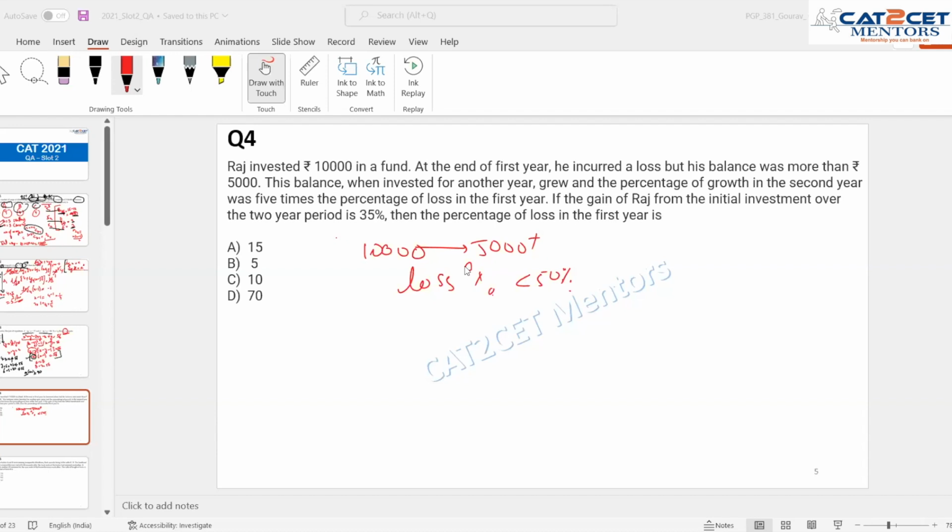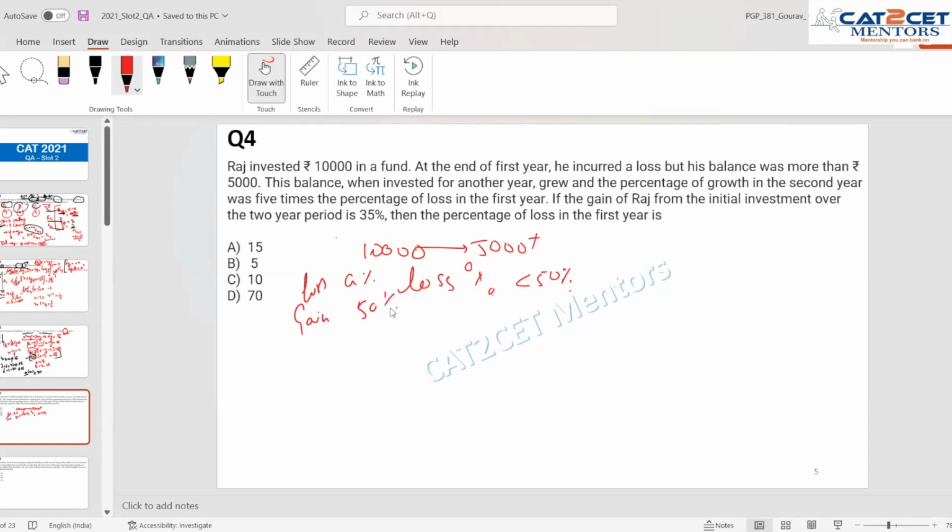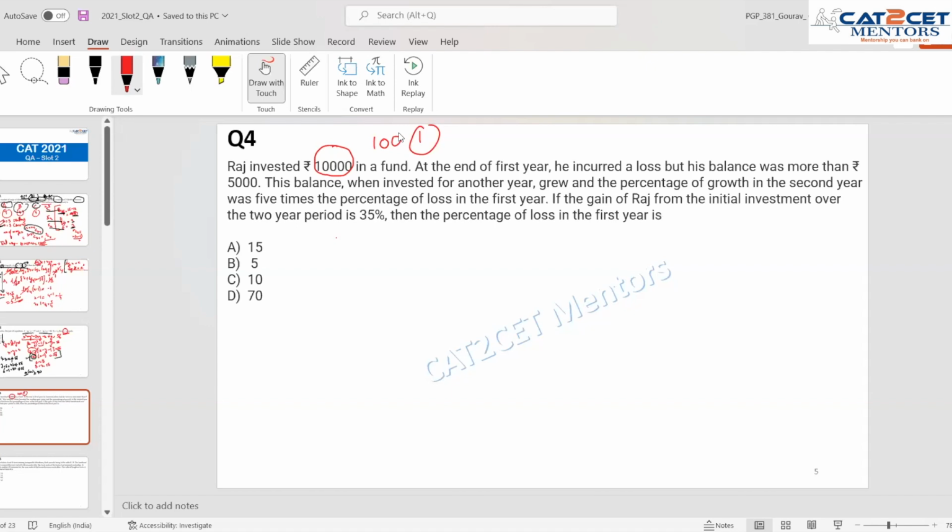Okay, so if in the first year he had a loss of a%, then in the second year he gained 5a%. Okay. If the gain of Raj from the initial investment over the 2 years period was 35%, the percentage of loss in the first year is simple. So to solve this, I guess we have 3 methods. First, let's look at the traditional approach, where actually we don't need this one. We can solve using 100 as well. We can solve using 1 as well, because in the end we are dealing with percentages only. Okay, so let's avoid this part.